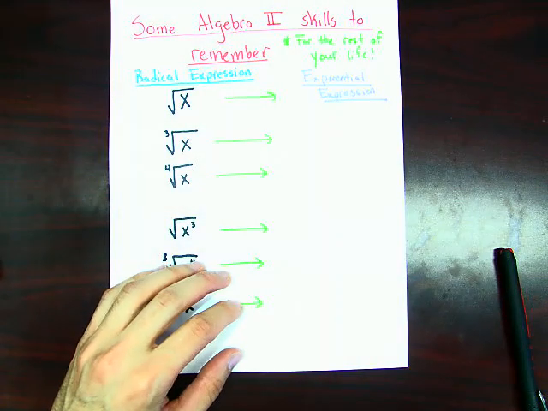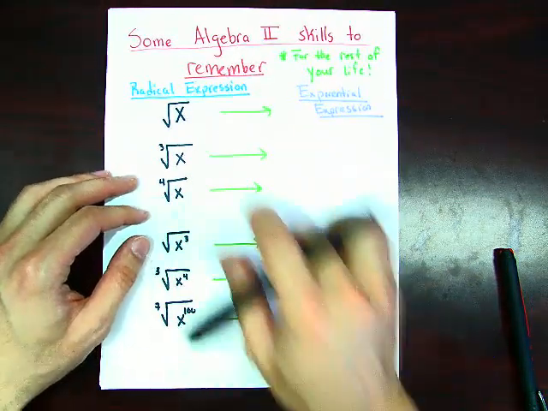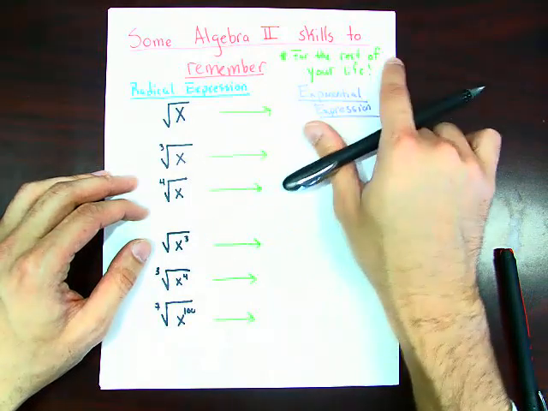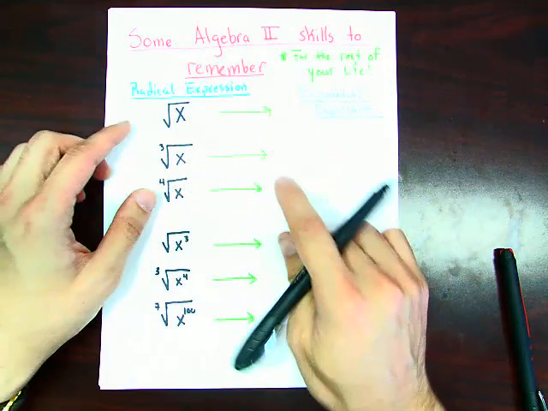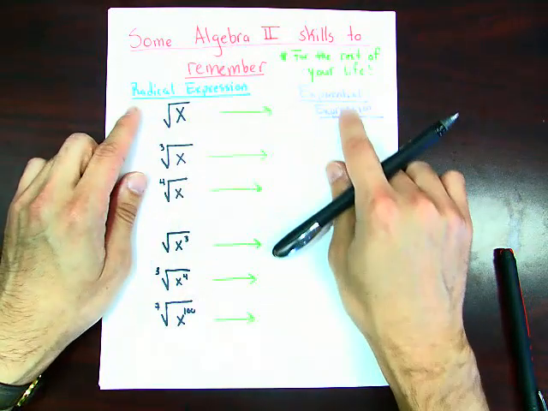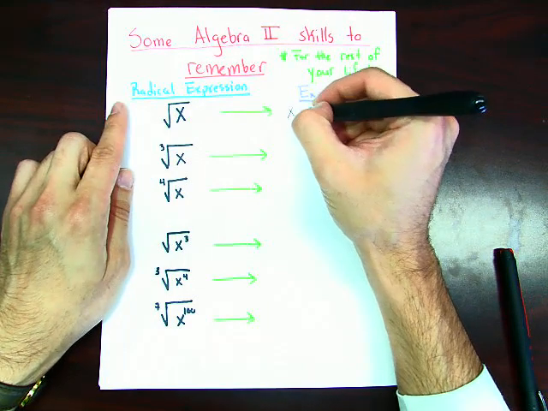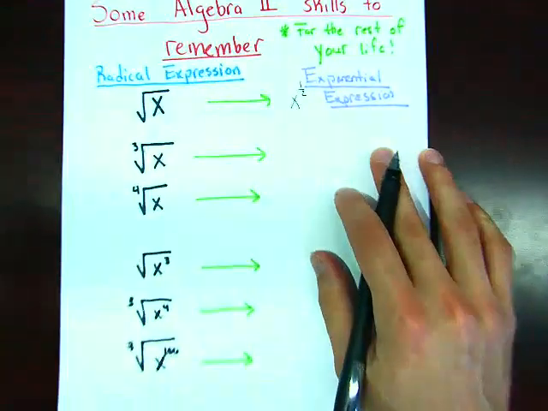Well, some of them, we've got to get used to the radicals. So here, we're just going to review some Algebra 2 skills to remember, and hopefully for the rest of your life. But here, how do you express this radical expression as some exponential expression? Here, square root of x will just be x to the 1/2, right? Let me zoom in a little bit.